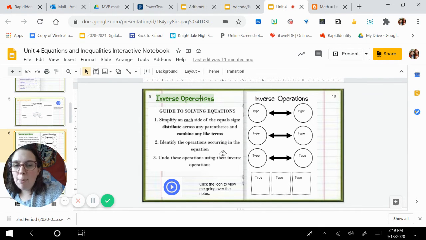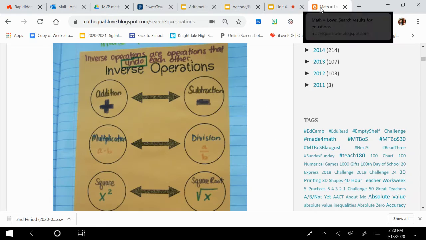Then identify the operations occurring in the equation, like add, subtract, multiply, divide, what is there. Then undo these operations using their inverse operations. And we're about to talk about that on this page where you're going to fill out. So if you want to, you can go ahead and pause this part and then fill it out and then come back. So this is what you're going to fill out.